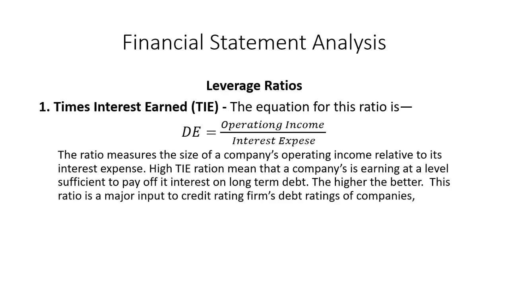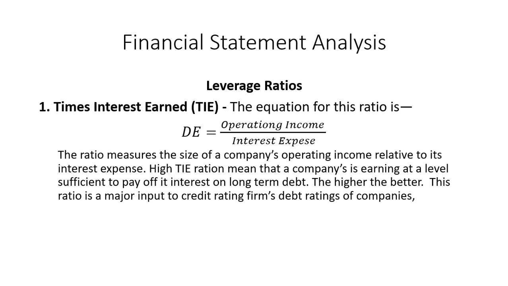Okay, now let's go down to the leverage ratios. The first one is times interest earned. This ratio measures the size of a company's operating income relative to its interest expense. We call it TIE, times interest earned. Okay, there are some grammatical errors there. Don't worry about it. A high times interest earned ratio means that a company is earning at a level sufficient to pay off its interest on long-term debt. And that's obviously true. You want to earn 10 times interest, or even better would be 20 times interest. So the higher the better.